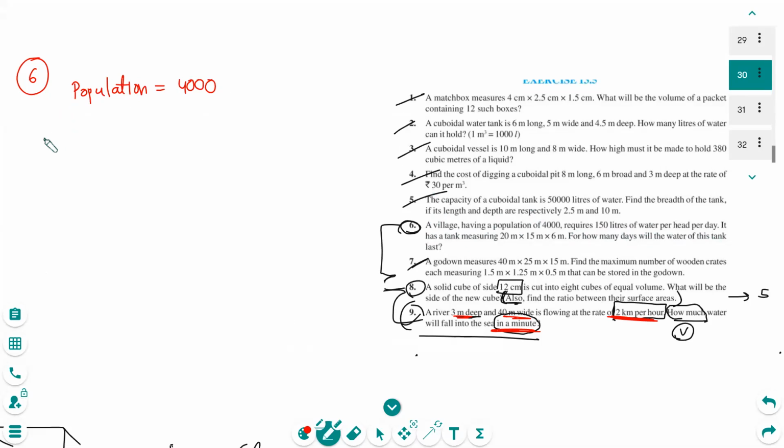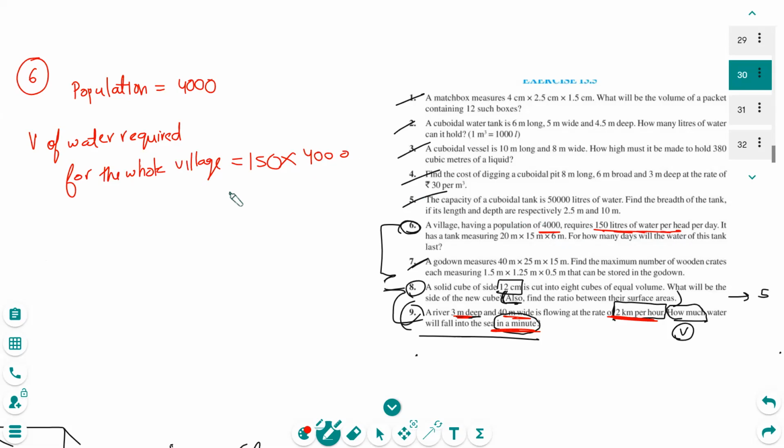So if I have to find the volume of water required for the whole village, how can you find that? You'll just multiply the per head figure, 150 liters per head, and there are 4,000 people. So 150 times 4,000, isn't it? So 15, 30, 45, 60, and we have 4 zeros, 1, 2, 3, 4. So that's around 6 lakhs, right? So this many liters of water the whole village needs.